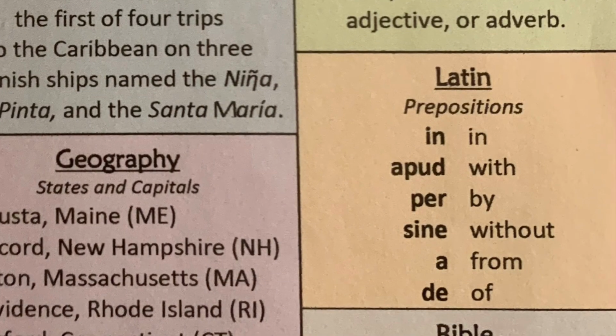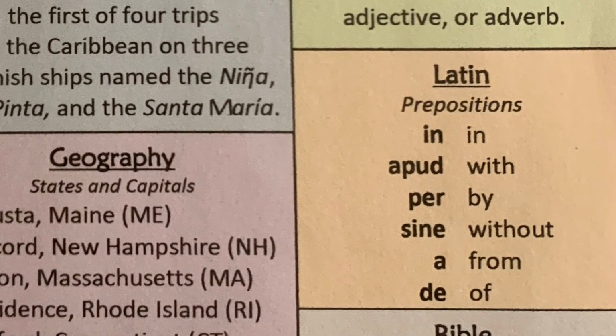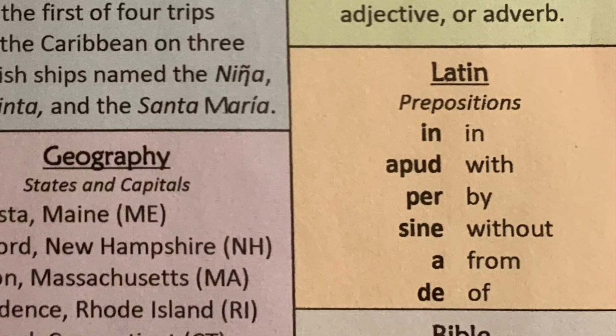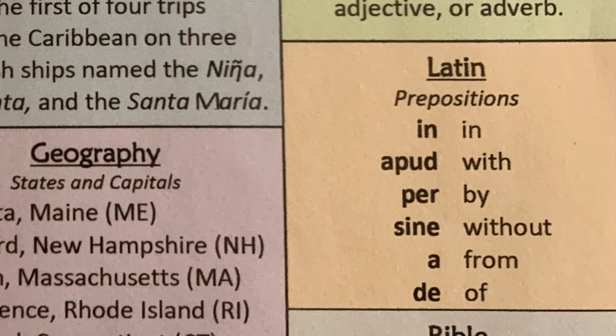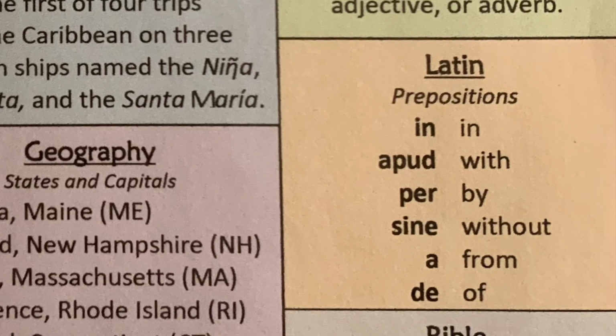Latin prepositions. In, in. A, with. Per, by. Sine, without. A, from. De, of.